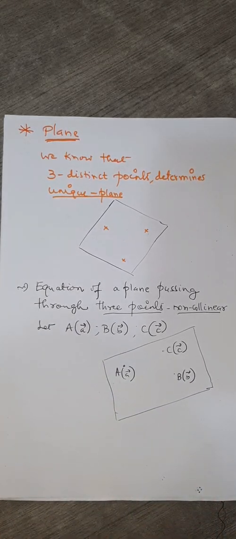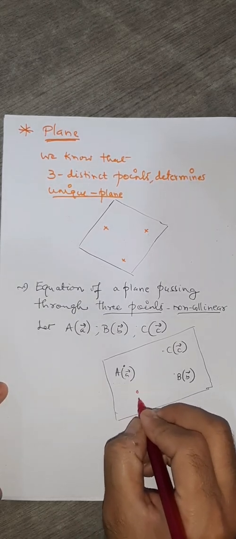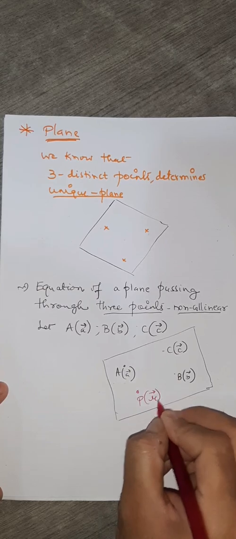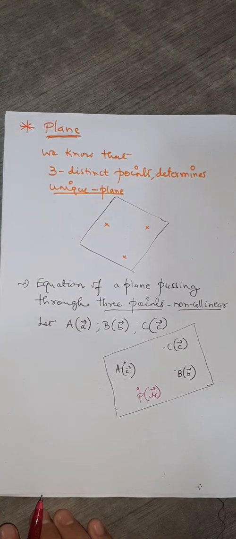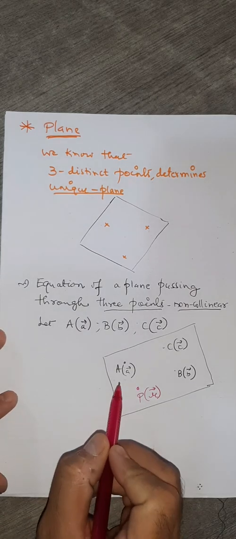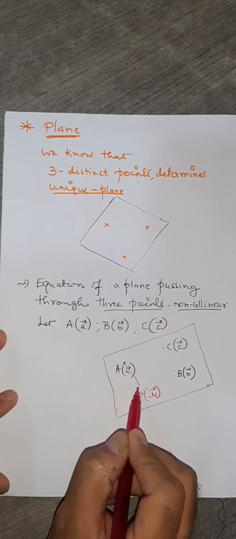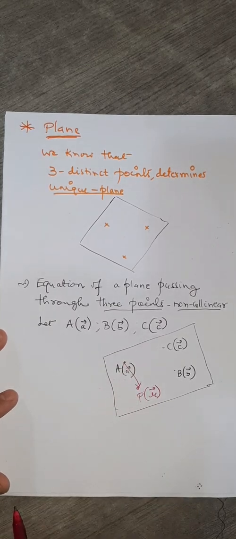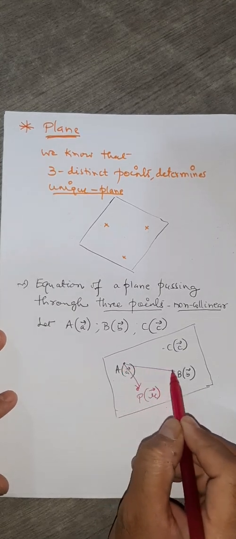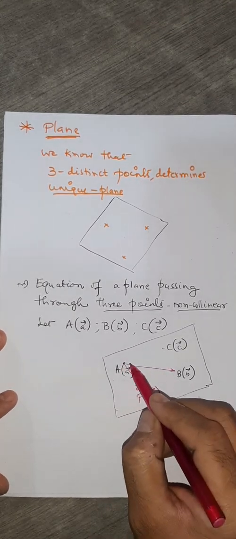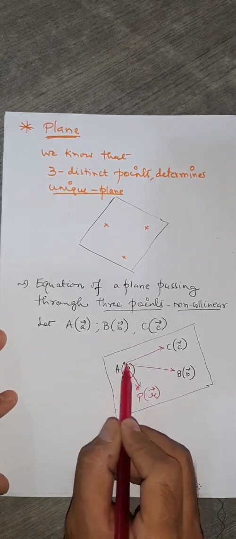Now you need to take one variable point here. Let's take for example P with position vector r. Fine, this is one variable vector here. So I join vector AP here, then one more I'll join here, vector AB, and one more here, vector AC. So I form 3 vectors.